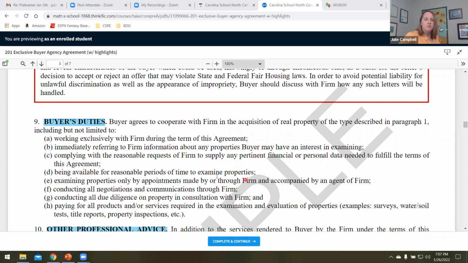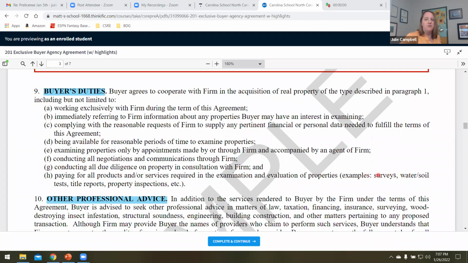The buyer needs to be available for reasonable periods of time to examine the property. Conduct all negotiations and communications through the firm. Let me handle talking to the listing agent and the sellers. Buyers are responsible for paying for their surveys, their water tests, title reports, property inspections, etc. Anything that the buyer is going to do to learn about the property that we're going to talk about in Unit 21, that is a buyer's responsibility, a buyer's duty to the firm.